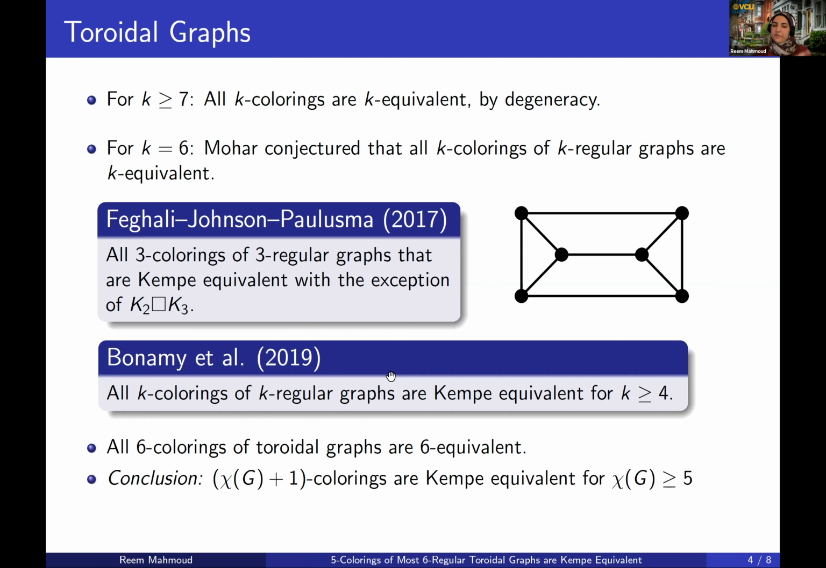And so if we do the same thing that we did for planar graphs, what we're saying here is that chi+1 colorings for toroidal graphs are Kempe equivalent for chi greater than or equal to 5. So the next question would be, what about 5 colorings of 4 chromatic graphs? And that is what our main theorem is going to answer, partially, because for starters, we focus particularly on 6 regular toroidal graphs. And what we're going to see is that most of these 6 regular toroidal graphs we're dealing with are in fact going to turn out to be 4 colorable.